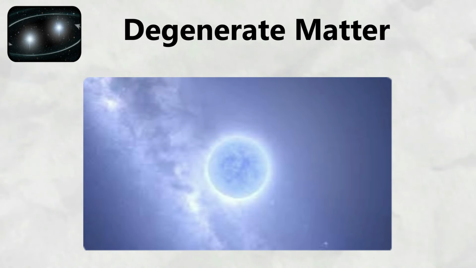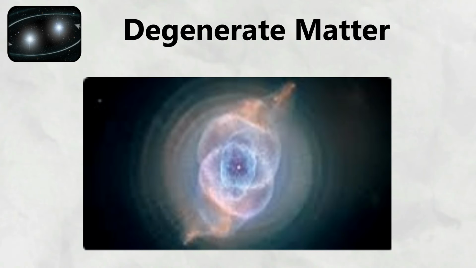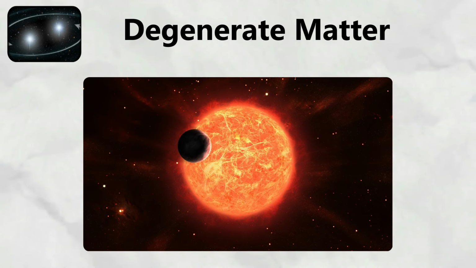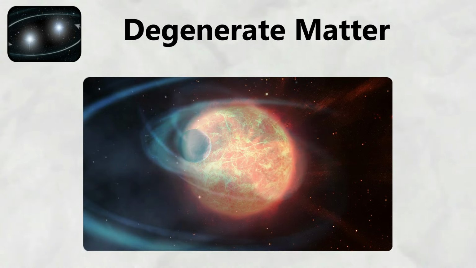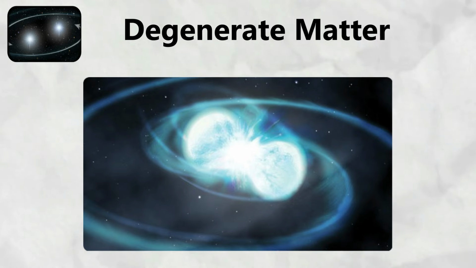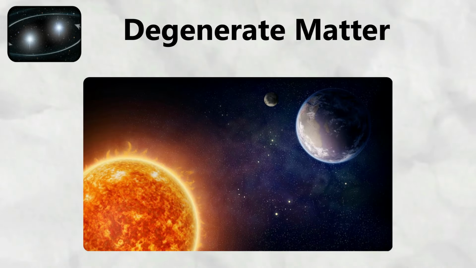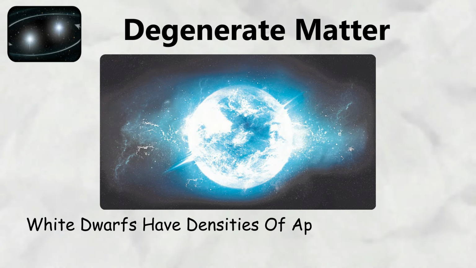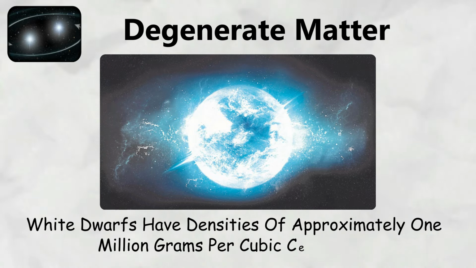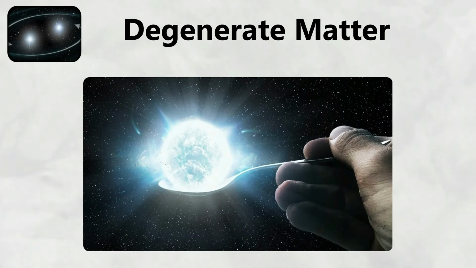White dwarf stars consist primarily of electron-degenerate matter, formed when stars similar to our Sun exhaust their nuclear fuel and collapse under gravity. The star's core contracts until electron degeneracy pressure balances gravitational compression, creating an object roughly the size of Earth, but containing the mass of the Sun. White dwarfs have densities of approximately 1 million grams per cubic centimeter, meaning a teaspoon of white dwarf material would weigh as much as a car.